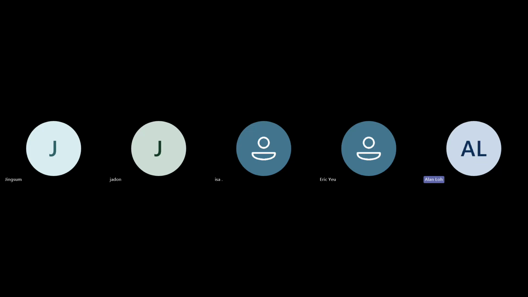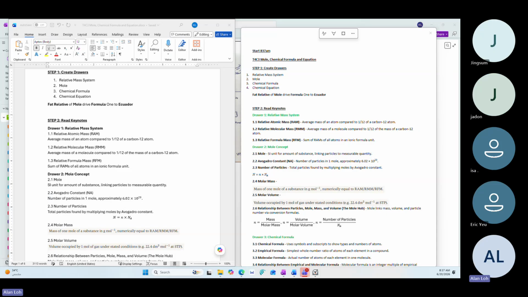Okay, now today's chapter is Form 4, Chapter 3, Chemistry. The chapter name is about mole, about chemical formula and chemical equations. Now, let's start with step 1 as usual. We have four drawers. We have this relative mass system.